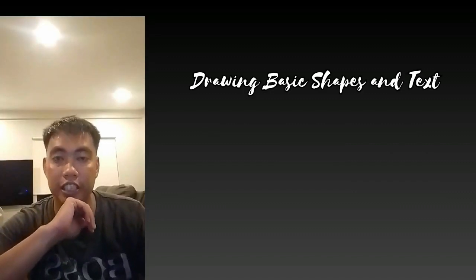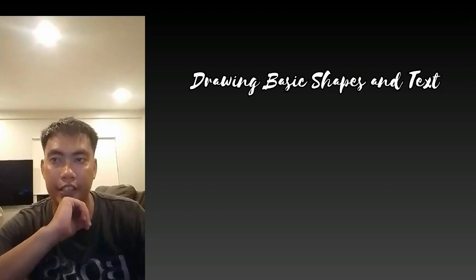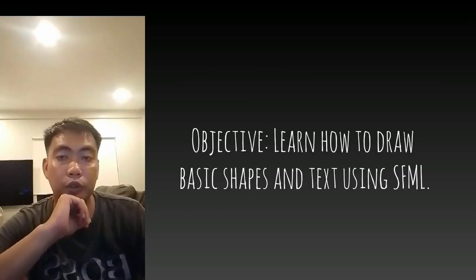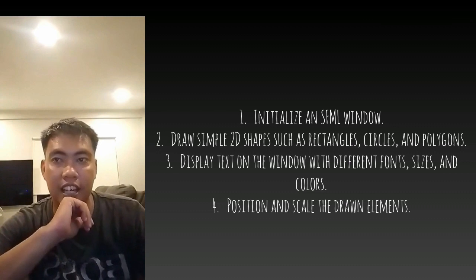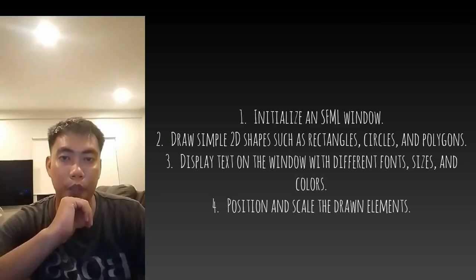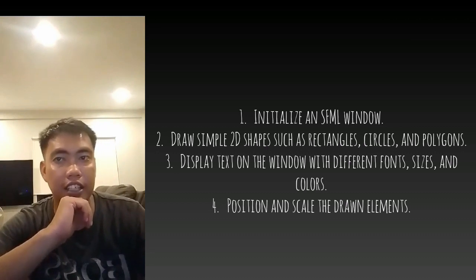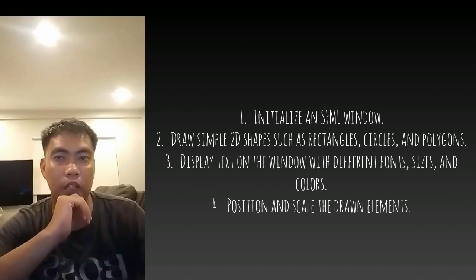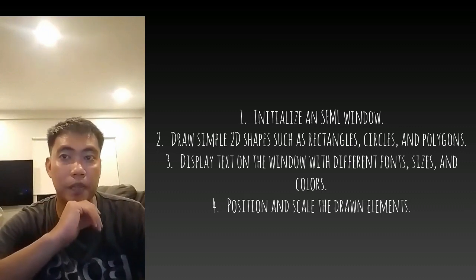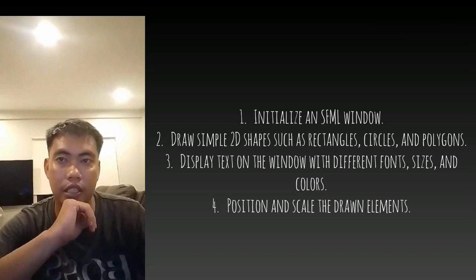Exercise number 2: Drawing basic shapes and text. Objective: learn how to draw basic shapes and text using SFML. Number 1: initialize an SFML window. Number 2: draw simple 2D shapes such as rectangles, circles, and polygons. Number 3: display text on the window with different fonts, sizes, and colors. And number 4: position and scale the drawn elements.